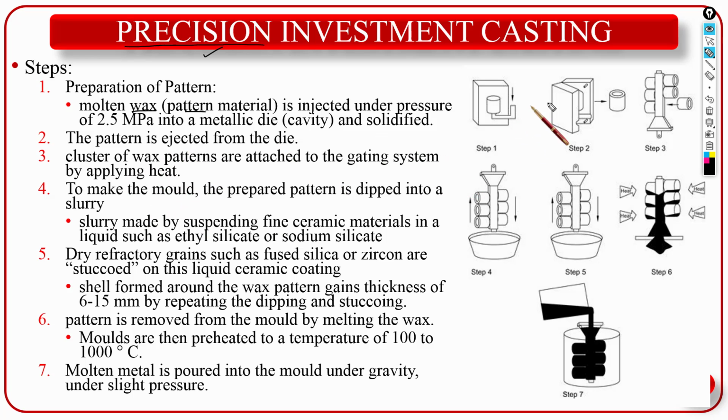Molten wax is put in the die, and after that it gets solidified. After that it is taken out, and many such small pieces are attached together through a runner. This is the runner. So if molten metal is poured inside like this, it will go to this one, this one, this one, and this one. In this way it will go, isn't it? So here it is done.